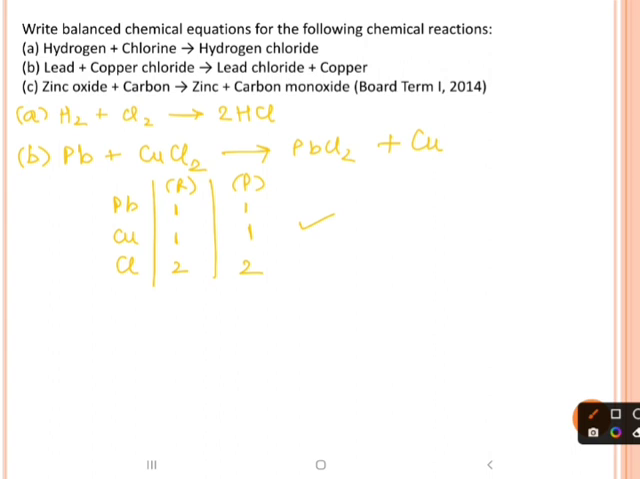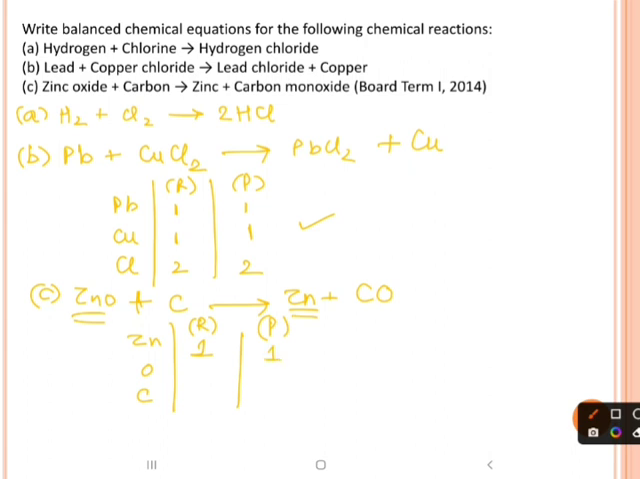Let us see the third equation. It says zinc oxide plus carbon gives zinc plus carbon monoxide. Monoxide is CO. Now again see this thing. We'll calculate 3 things: zinc, oxygen and carbon, at the reactant side and at the product side. On the reactant side zinc is 1 and on the product side also it is 1. The oxygen on the reactant side is 1 and on the product side also it is 1. The carbon on the reactant side is 1, on the product side it is also 1, which means that all the things are equal. This also follows the law of conservation of mass. This equation is already balanced.